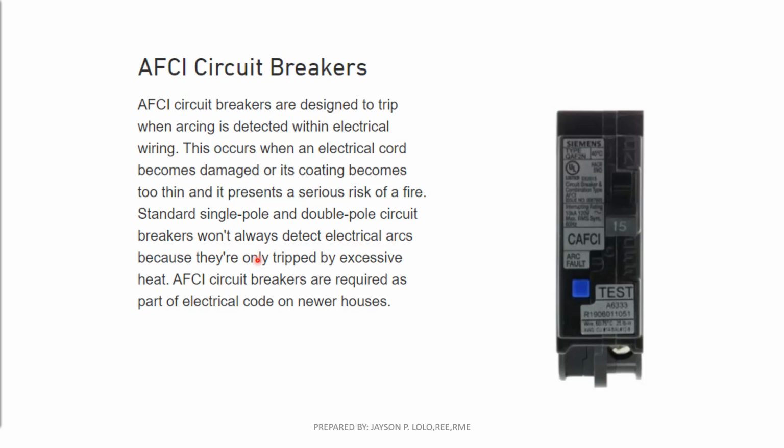So standard single pole and double pole breakers won't always detect electrical arcs. Take note of that. The standard single pole and double pole circuit breakers won't always detect electrical arcs because they are only tripped by excessive heat, while the AFCI circuit breakers are required as part of the electrical code on newer houses.